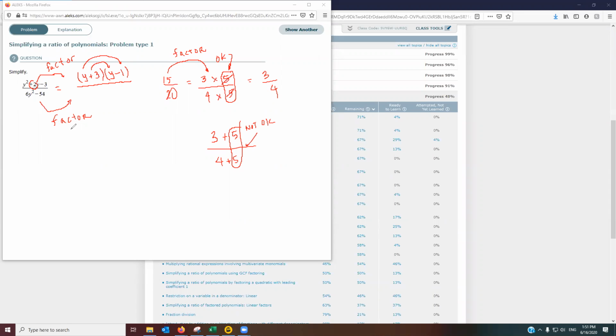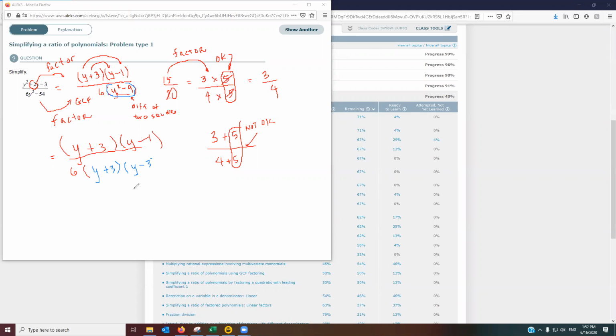Let me go down to the denominator. It's 6y squared minus 54. The first thing I'm going to do here is pull out a GCF. In this case, I can take out a 6 in front. When I do that, I'm left with y squared minus 9. But I'm going to factor this denominator one more time, because when you see y squared minus 9, you might remember this is the difference of 2 squares. So I can factor that as y plus 3 times y minus 3. So on the bottom, I'm going to write a 6, and then this y squared minus 9 I'm going to write as y plus 3 times y minus 3.